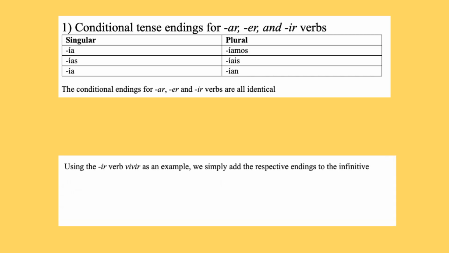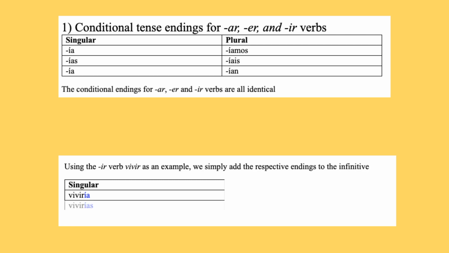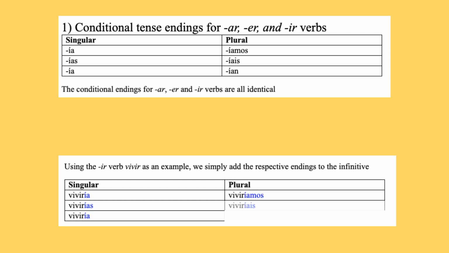For the IR verb vivir, we do the same thing. We take the infinitive and add the respective conditional endings we see above. Viviría, vivirías, viviría, viviríamos, viviríais, vivirían.